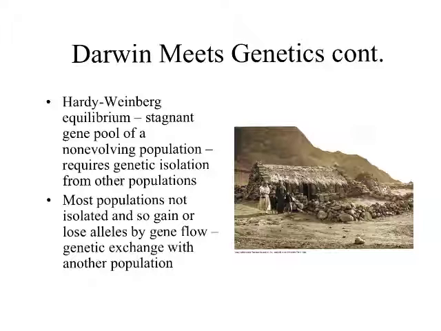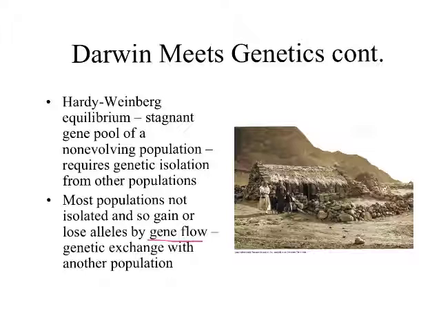So if you think about it, some random town in the middle of nowhere, like the one on the right, might actually be able to satisfy the Hardy-Weinberg equation. However, if somebody happens upon this little village and wants to move in, we've just thrown a curveball into the gene pool. We've added new genes to it, and the Hardy-Weinberg equation will be thrown out the window, because most populations are not isolated, and so they're going to gain or lose alleles by what we call gene flow. Gene flow is the genetic exchange with another population.